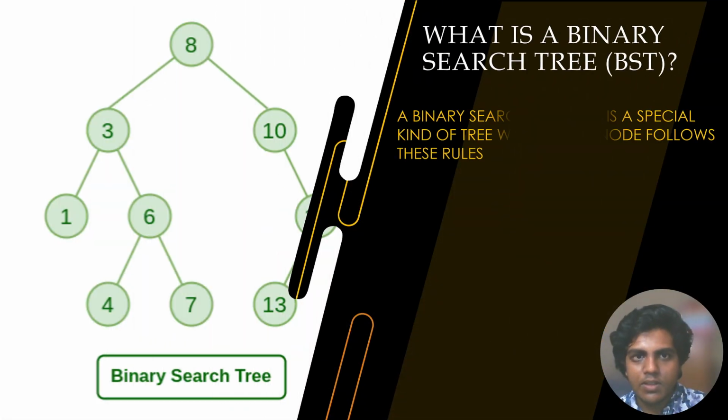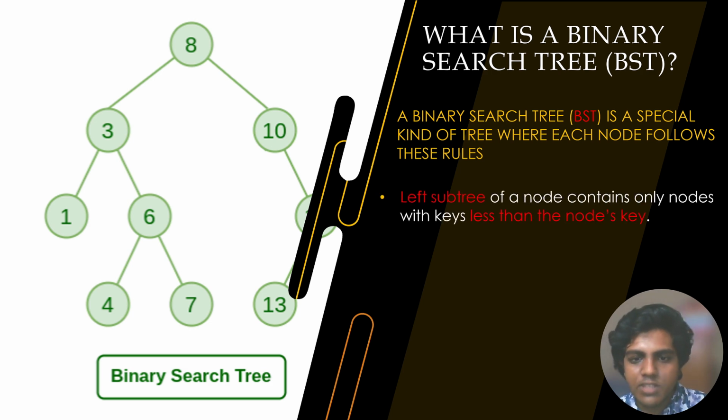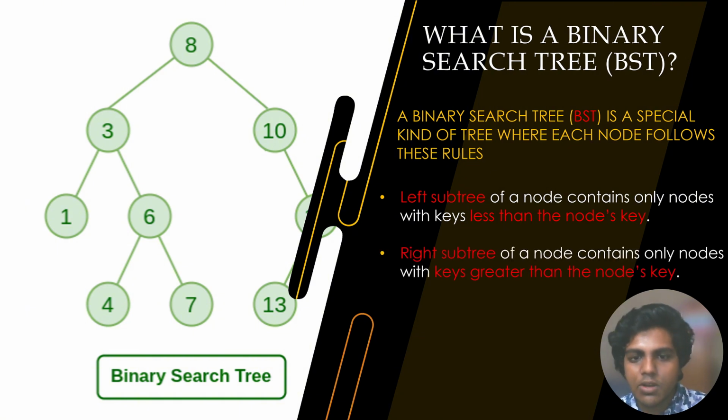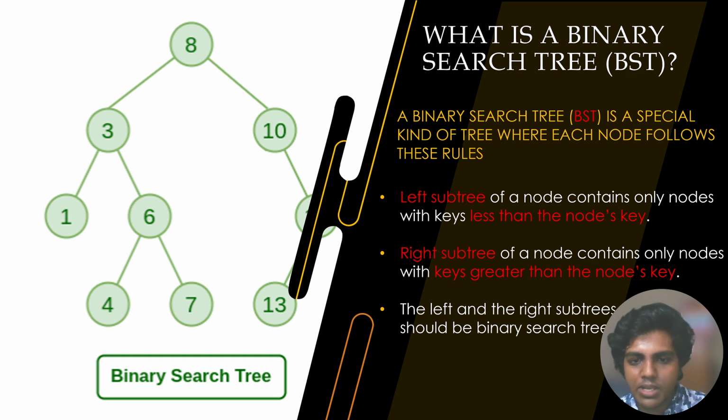Let's see what a binary search tree is. A binary search tree or BST is a special kind of tree where each node follows these rules. The left subtree of a node contains only nodes with keys less than the node's key. The right subtree of a node contains only nodes with keys greater than the node's key. The left subtree and the right subtree should be binary search trees.